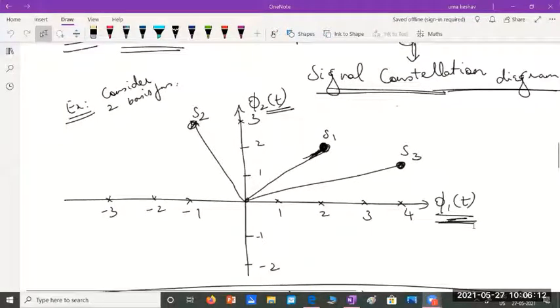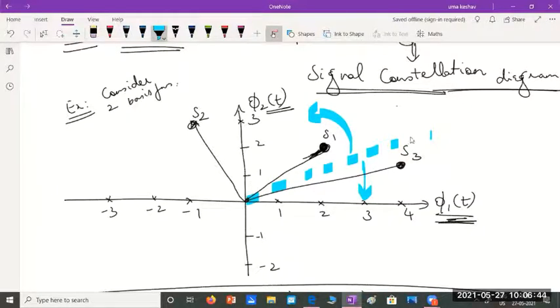So if at all you should be able to differentiate between two received signals, you should have a definite boundary between the two. Suppose say I have to differentiate between S1 and S2. I'm supposed to have a boundary here. I'm supposed to have one decision boundary between these two, and all the values of voltages which come below this are treated as S3, and all the values which come above this boundary are treated as S1, something like that.